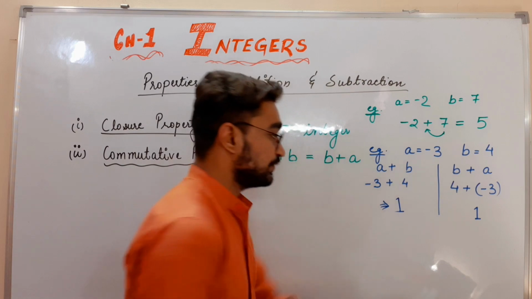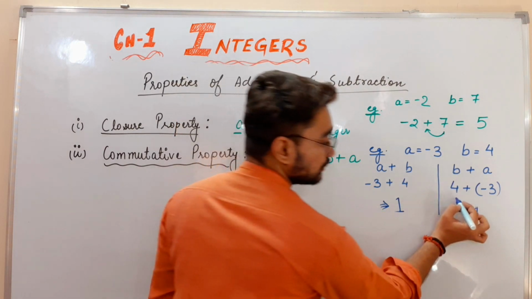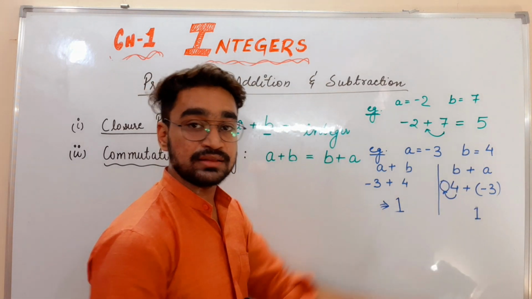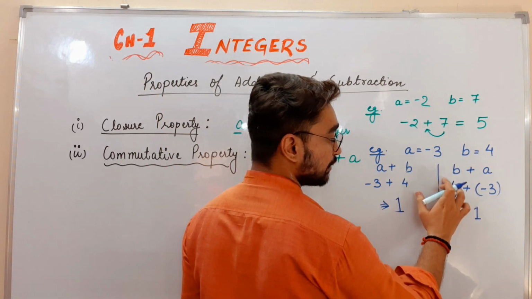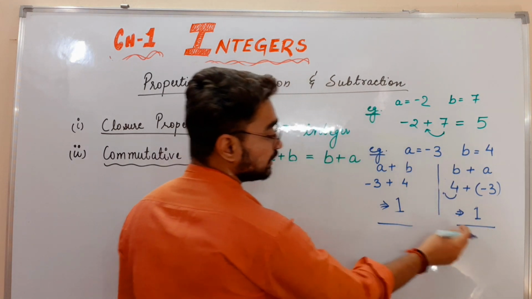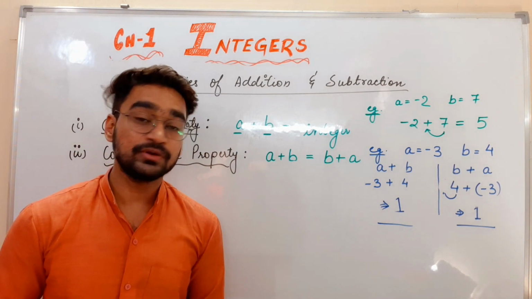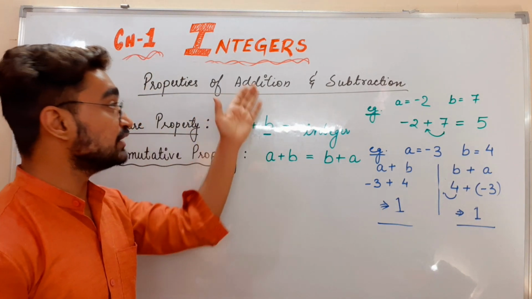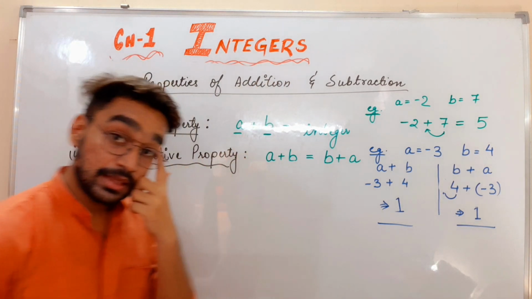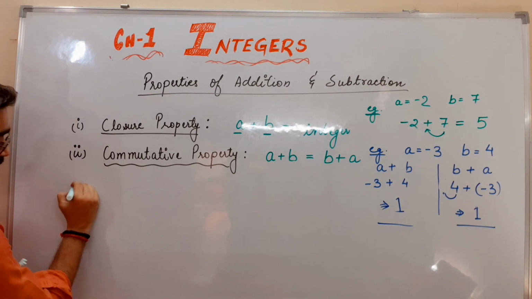Now check which number is bigger, 4 or 3? Yes, 4 is bigger. What is the symbol before 4? 4 is positive. If no symbol is here, that means it is a positive number. So 1 will also be positive. Are they both the same? Yes. So we can say that in the case of addition of integers, the commutative property applies. One advanced level of the commutative property is the associative property.